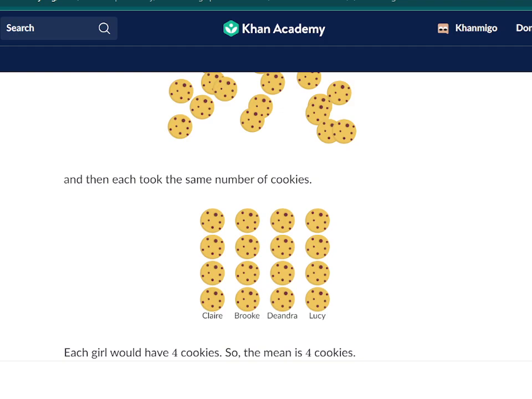We find the mean by combining all of the data values and dividing them equally, because division is putting things into equal parts. To find the number of cookies that they're all going to be able to get, we'll need to divide by how many girls there are.